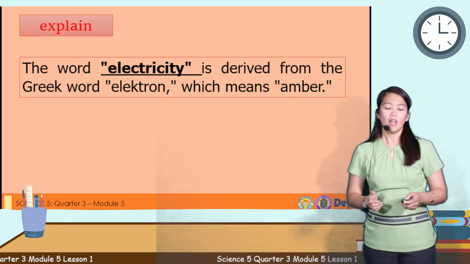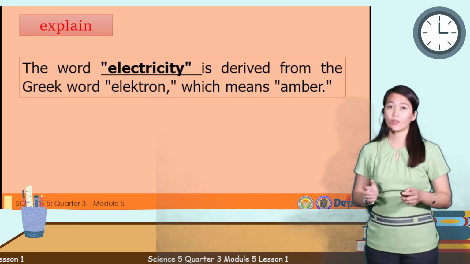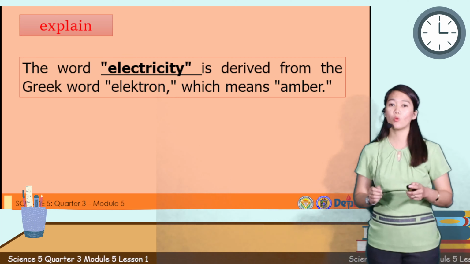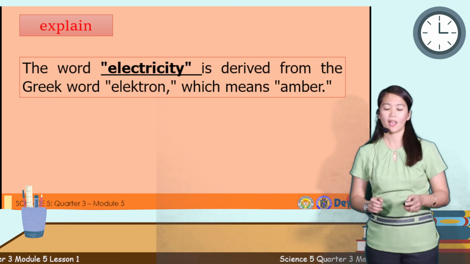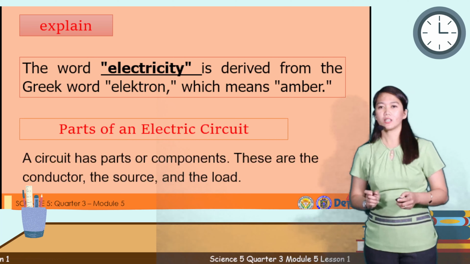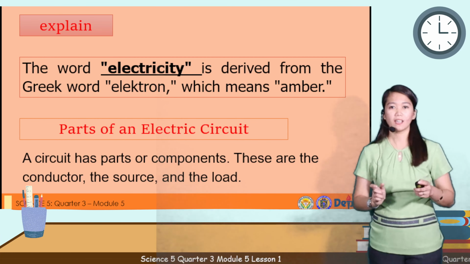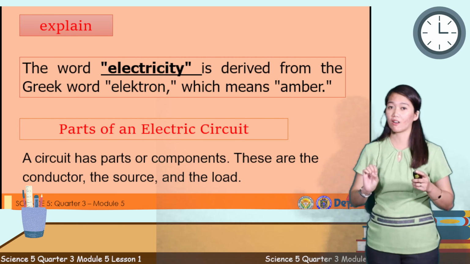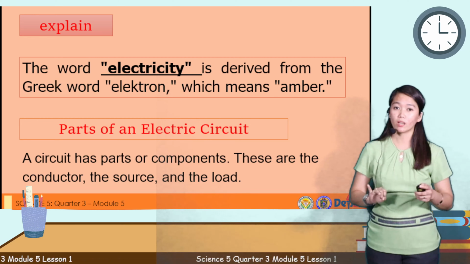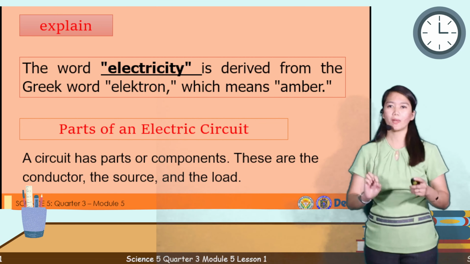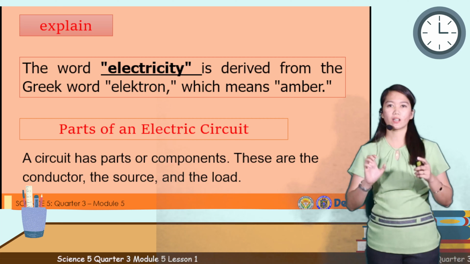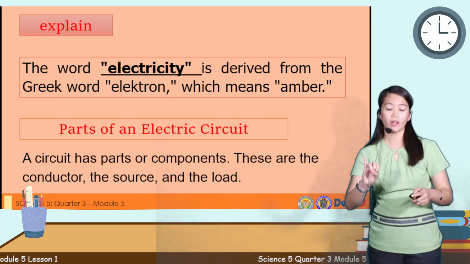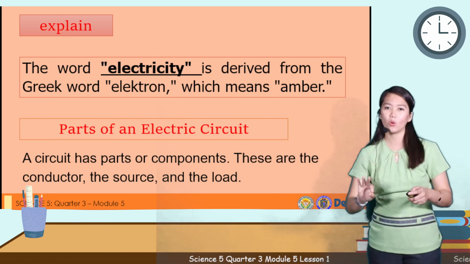Okay, so the word electricity is derived from the Greek word electron, which means amber. And the circuit has parts or components. These are the conductor, the source, and the load. So, I repeat, the parts of an electric circuit are the conductor, the source, and the load.